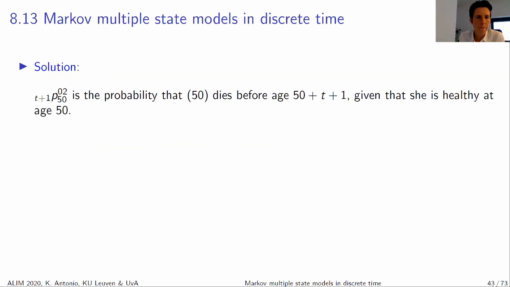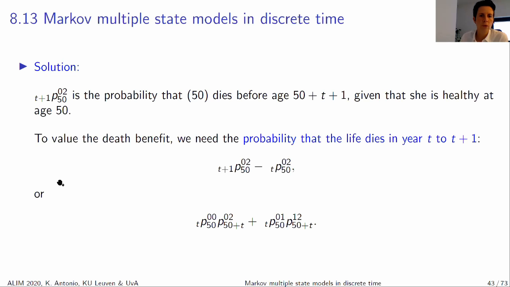So first of all, if we look at T+1, P5002, that's the probability that a policyholder age 50 will die before age 50 plus T+1, given that she's healthy at age 50, right? So if we want to value this death benefit, we need a probability that our life dies between year T and T+1. So there are 2 ways how we can write down this probability.